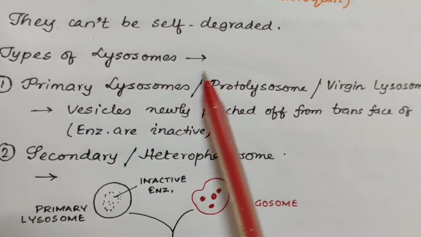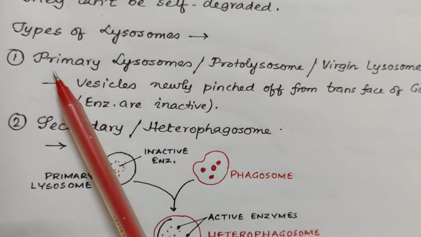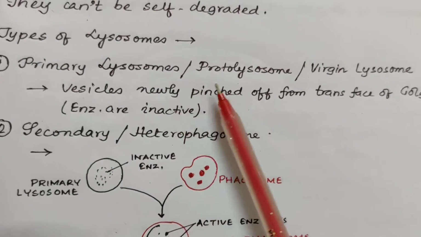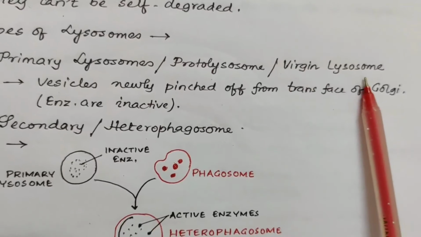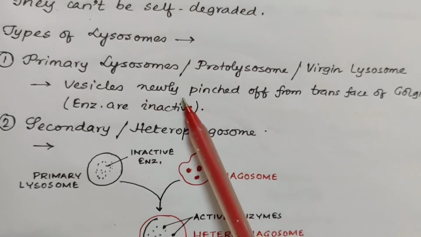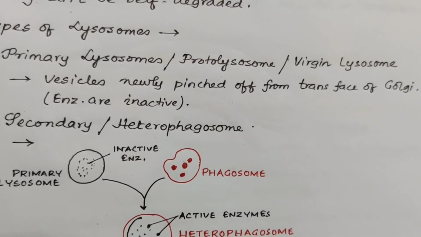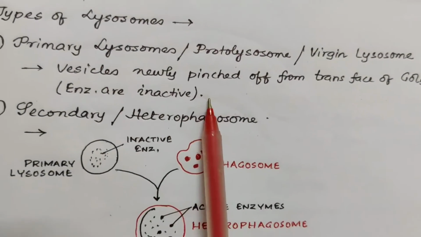Now the types of lysosomes. There are basically 4 types. One is primary lysosomes or protolysosomes or virgin lysosomes. These are actually vesicles that are newly pinched off from the trans phase of Golgi bodies. Its enzymes are in inactive form.